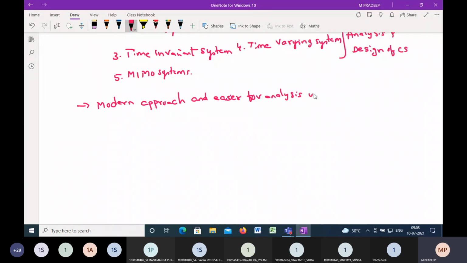This can be done with the help of digital computers. The modern approach, which is nothing but the state variable approach, is very easy to use for the analysis of your control system, which we carry out by using digital computers.